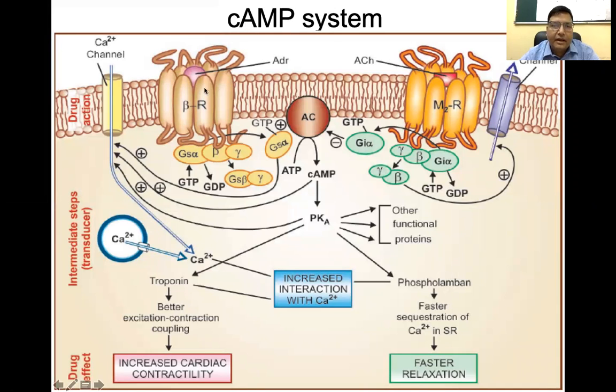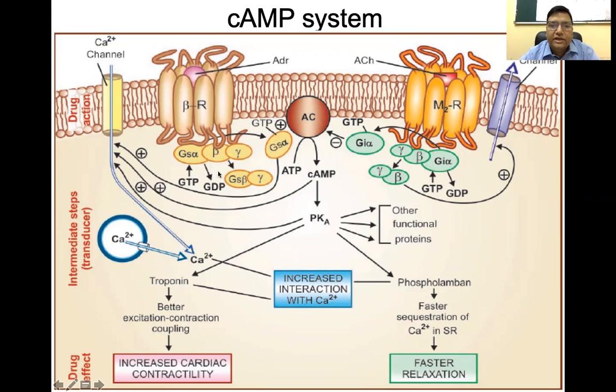In this diagram, it appears to be a bit complex, but it is actually the cyclic AMP system. If you see this beta receptor, which is the adrenergic receptor, when adrenaline comes and binds to this receptor, it is a GS coupled receptor, that is G stimulatory. What happens when the agonist binds to this receptor, there is hydrolysis of GTP, and on the inner surface of this receptor it is bound to the G stimulatory type of G protein. It has three subunits, alpha, beta, and gamma.